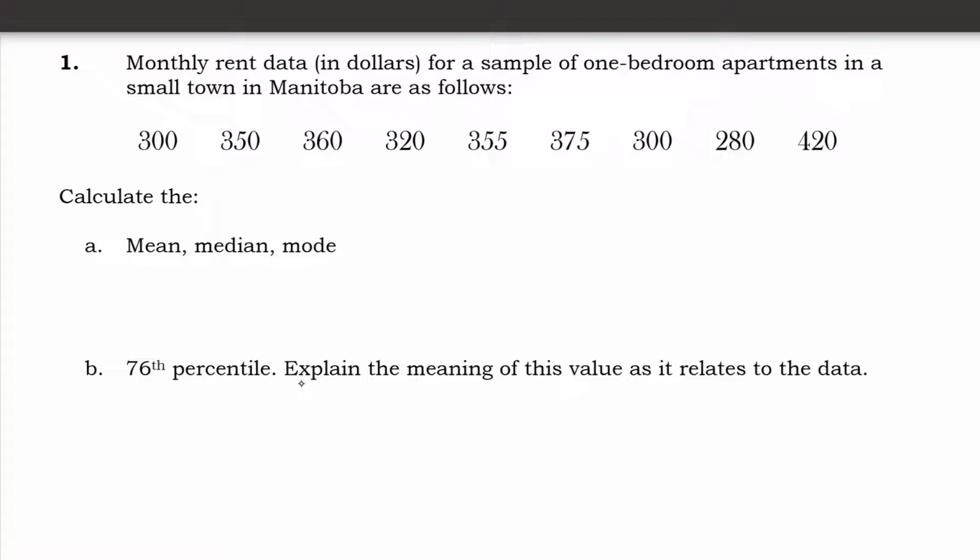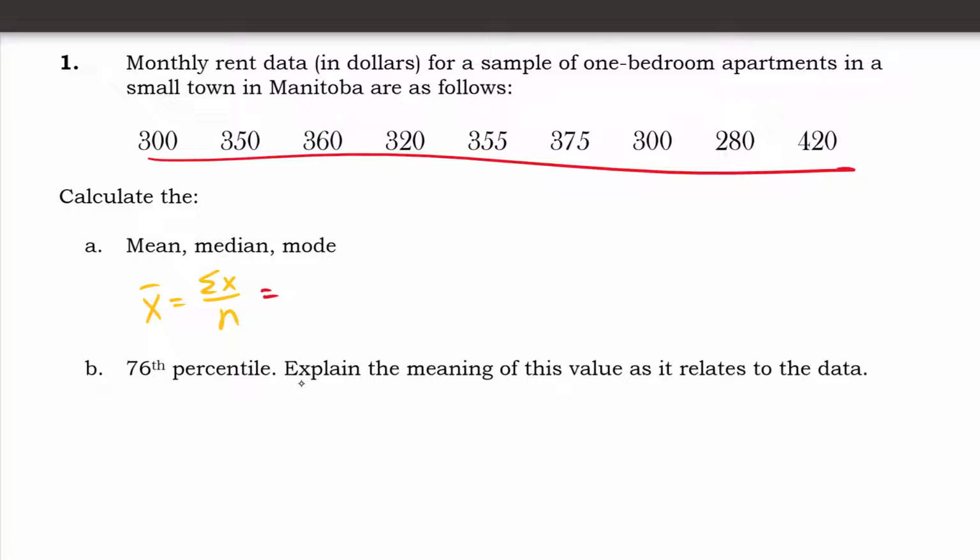The first question here has to do with finding the mean of this rent data. So to find the mean, we simply need to find the sum of the values and divide by the number of values. In this case, when we add up these values here, the sum we obtain is 3060. Since we have 9 of them, we divide by 9, and that gives us 340. So the mean is 340.